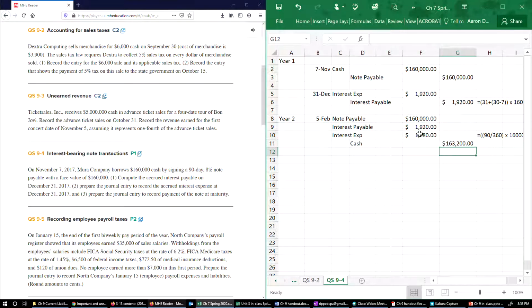So familiar accounting. Hopefully, we've already seen this back in chapter 7. It's just the other side of the transaction. So we want to be comfortable journalizing both sides of notes transactions. All right, so that's it for that.